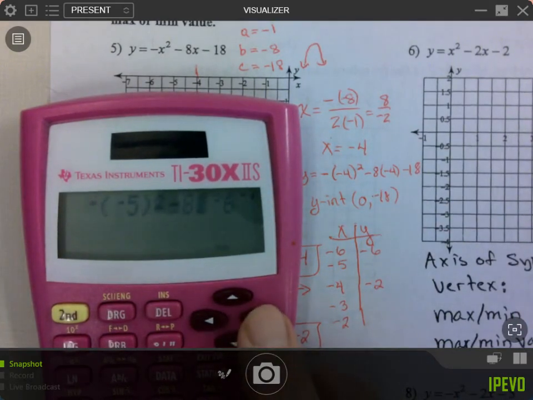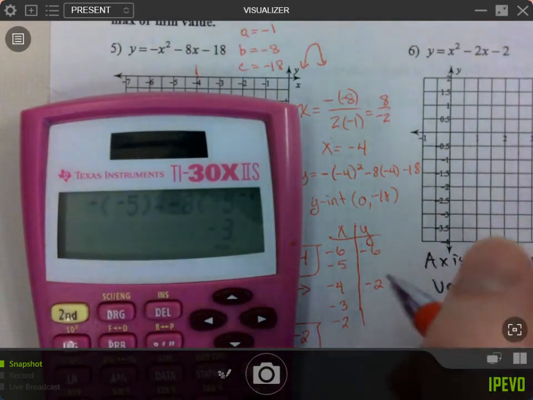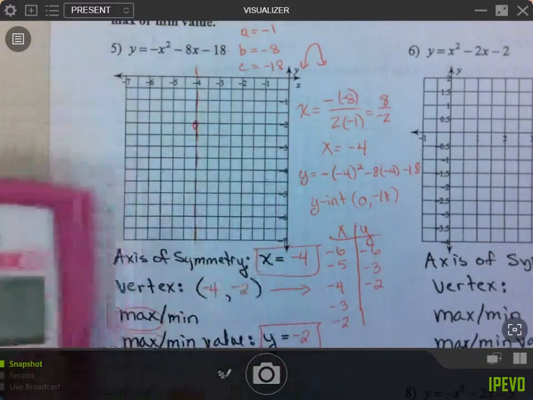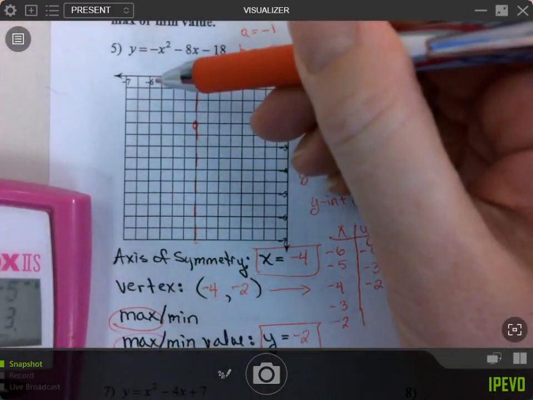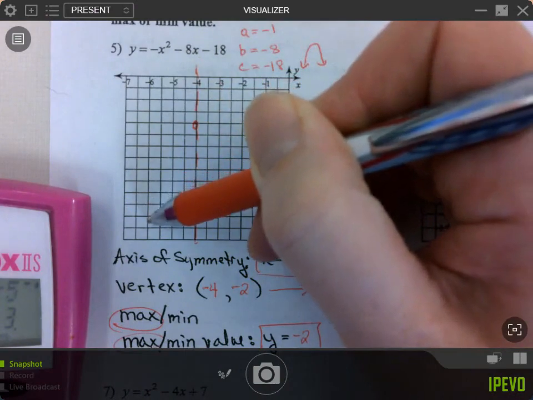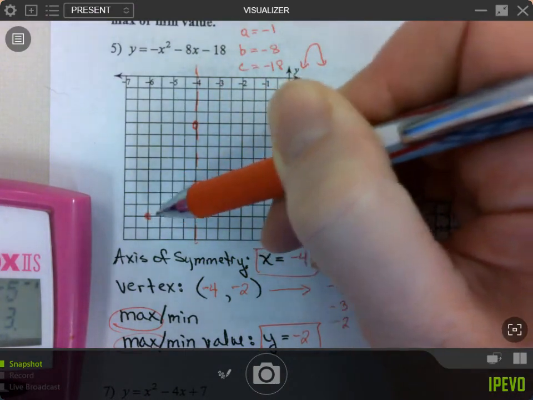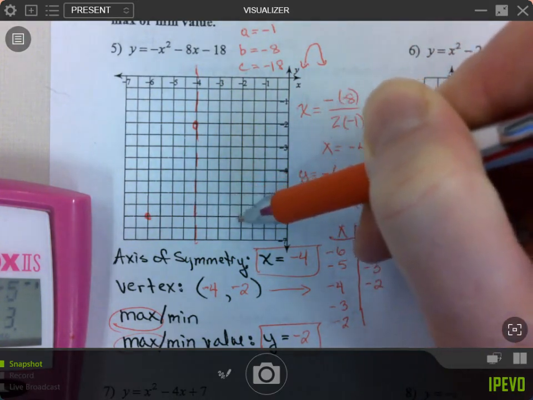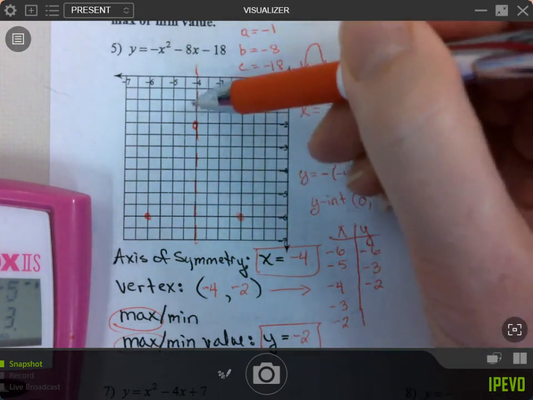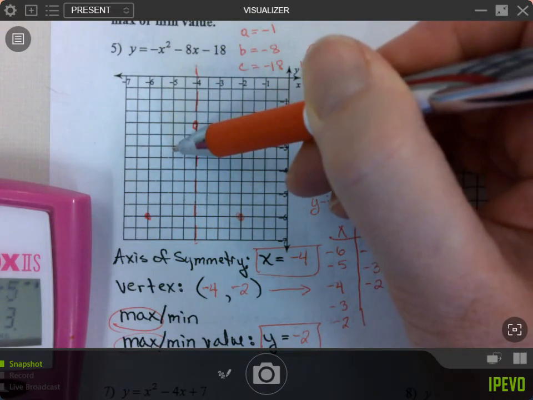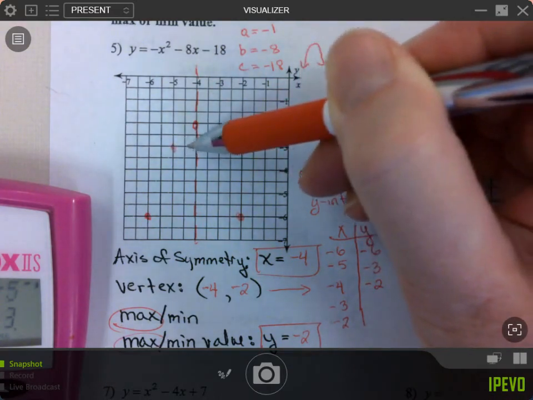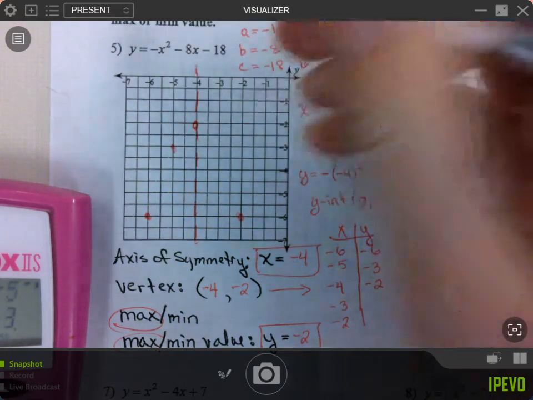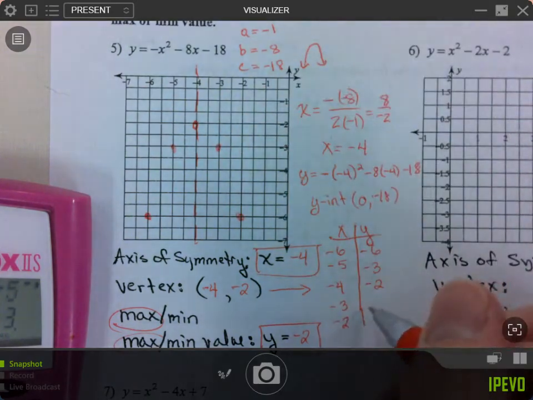Put in my 5, and I get -3. All right, so -6, -6, way down here. Now, I could reflect this. 1, 2, 3, 4 blocks. 1, 2, 3, 4 blocks. I have at -5, -3 here. 1, 2. Or I could throw these other numbers in my calculator and make sure they work.